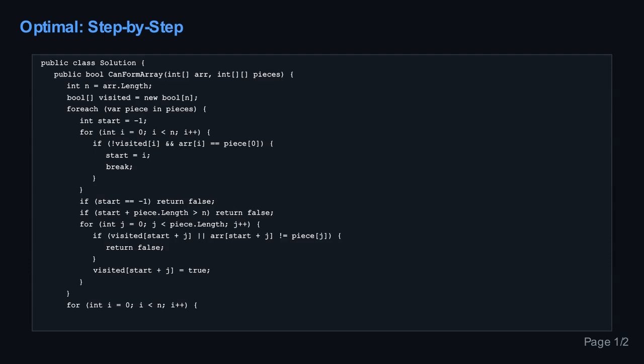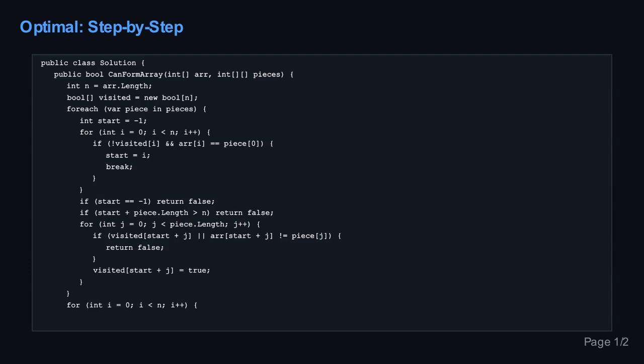The first element is 15. We look up 15 in our dictionary and find the piece 15. We compare ARR at index 0, which is 15, with the first element of the piece 15. They match. We advance our ARR pointer by 1. Now the pointer is at index 1.